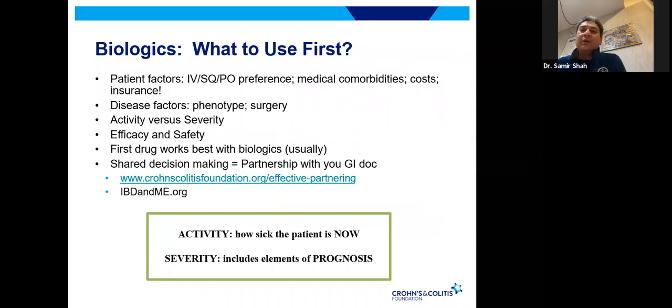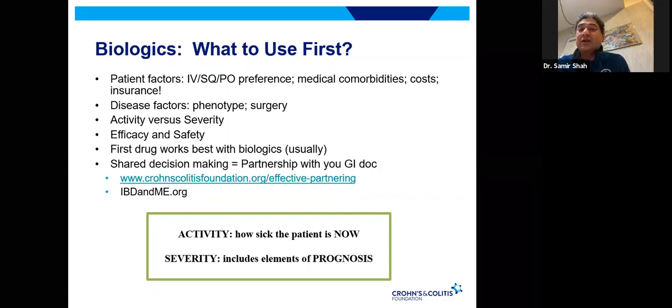When we try to decide which biologic to use, we think about patient factors. Are they able to go for an IV infusion? Do they want a sub-Q? There are no biologics that are oral, but there are small molecule inhibitors that are oral. We think about what other conditions a patient might have. Are they older? Do they have a history of cancer? Cost is certainly a huge issue. These are expensive medicines and basically unaffordable without insurance coverage, and navigating the insurance is really tough for all of us.